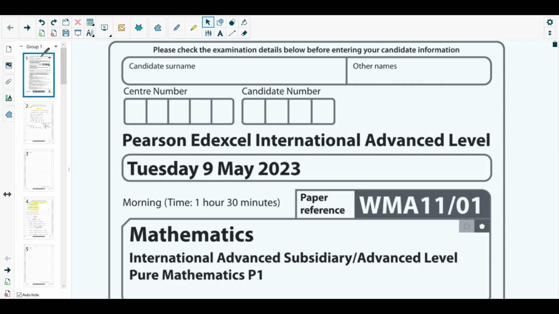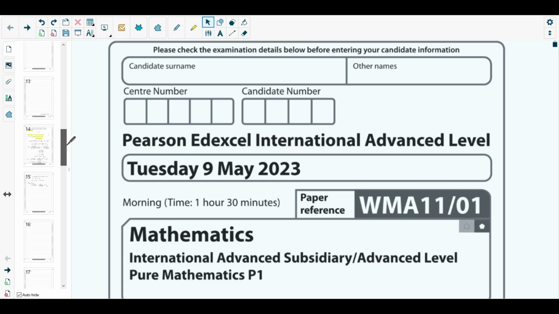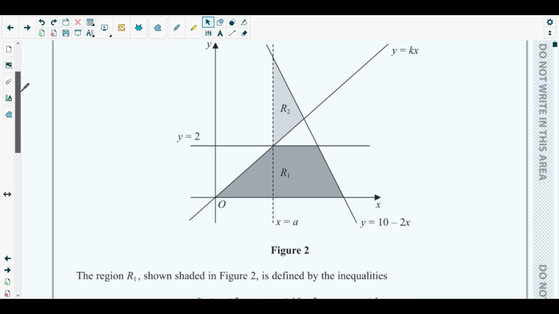In this video, we will be solving question number 7 from the recent past paper of Pure Mathematics 1, which is the May 2023 P1 paper. So let's get started with question number 7 from this paper.